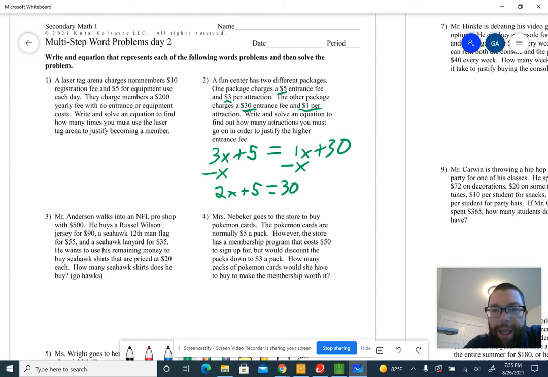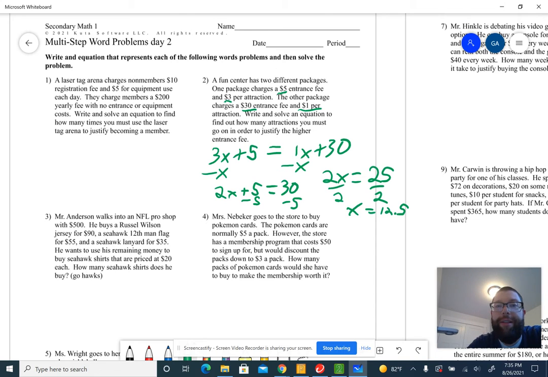Then, two-step equation, you'd minus the 5 from each side. That gives you 2x is equal to 25. Then you would divide by 2, and x is going to be 12 and a half. So basically, if you go on 12 rides, the first package is worth it. If you go on 13 rides, the second package is worth it.